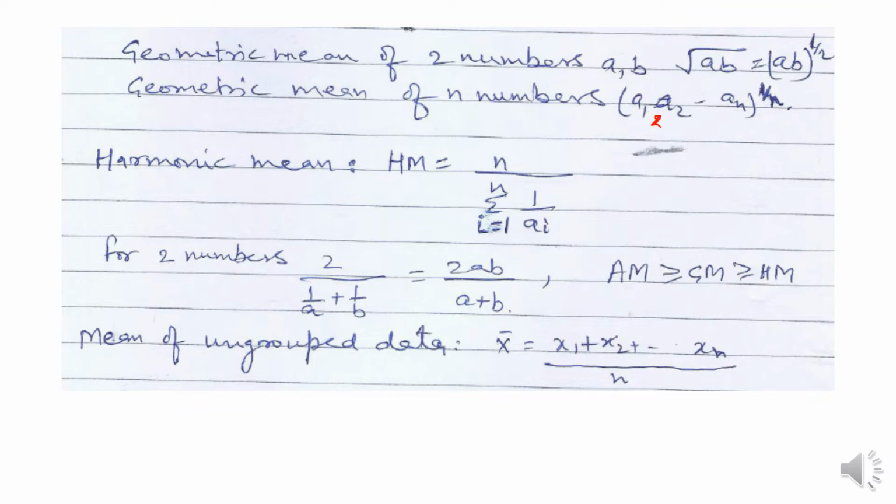Arithmetic mean is greater than or equal to geometric mean, and geometric mean is greater than or equal to harmonic mean. So this is the relation which is always true.